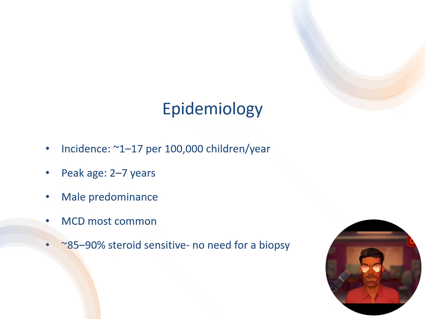What is the epidemiology? The incidence is around 1 to 17 per 100,000 children per year, and so you will likely see at least one of these in your practice. Peak age is around 2 to 7 years. It's a male predominance. Minimal change is the most common disease, which we'll talk about shortly. And of those with minimal change disease, around 80 to 90% are steroid sensitive, and therefore there is no need for a biopsy.